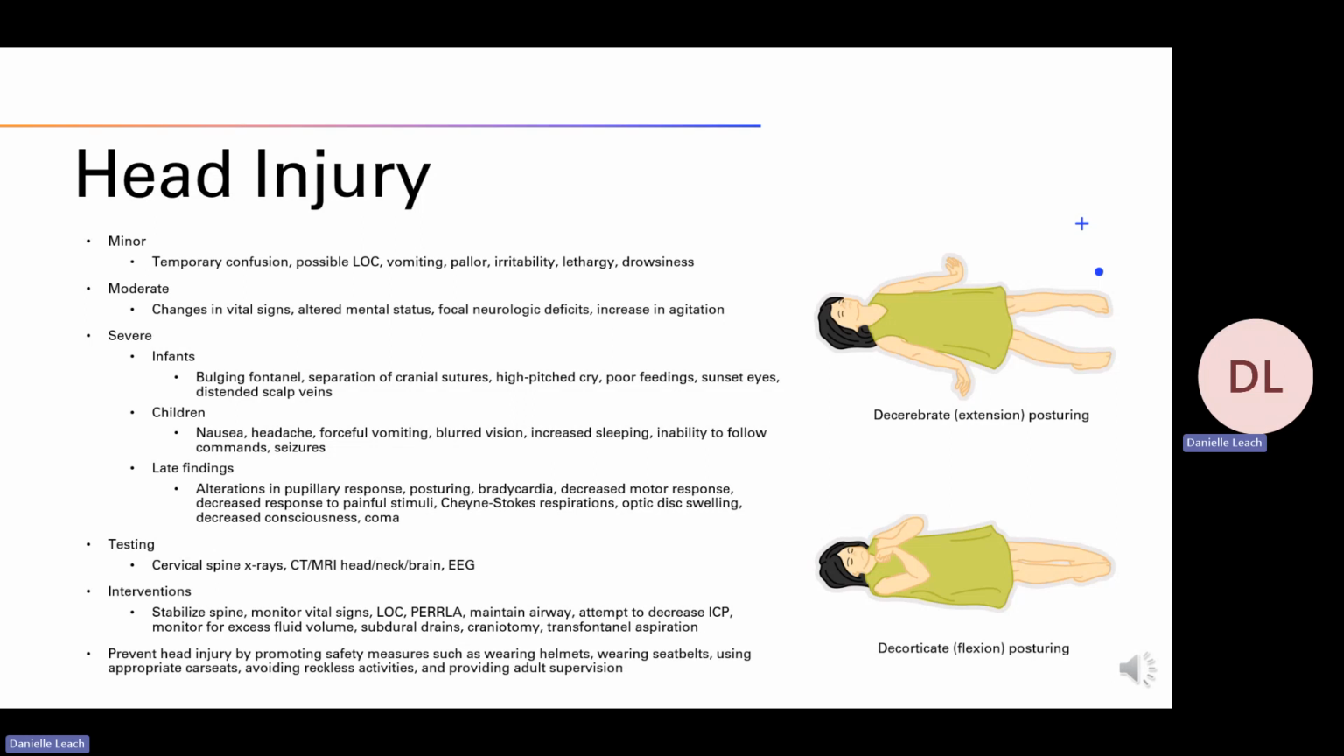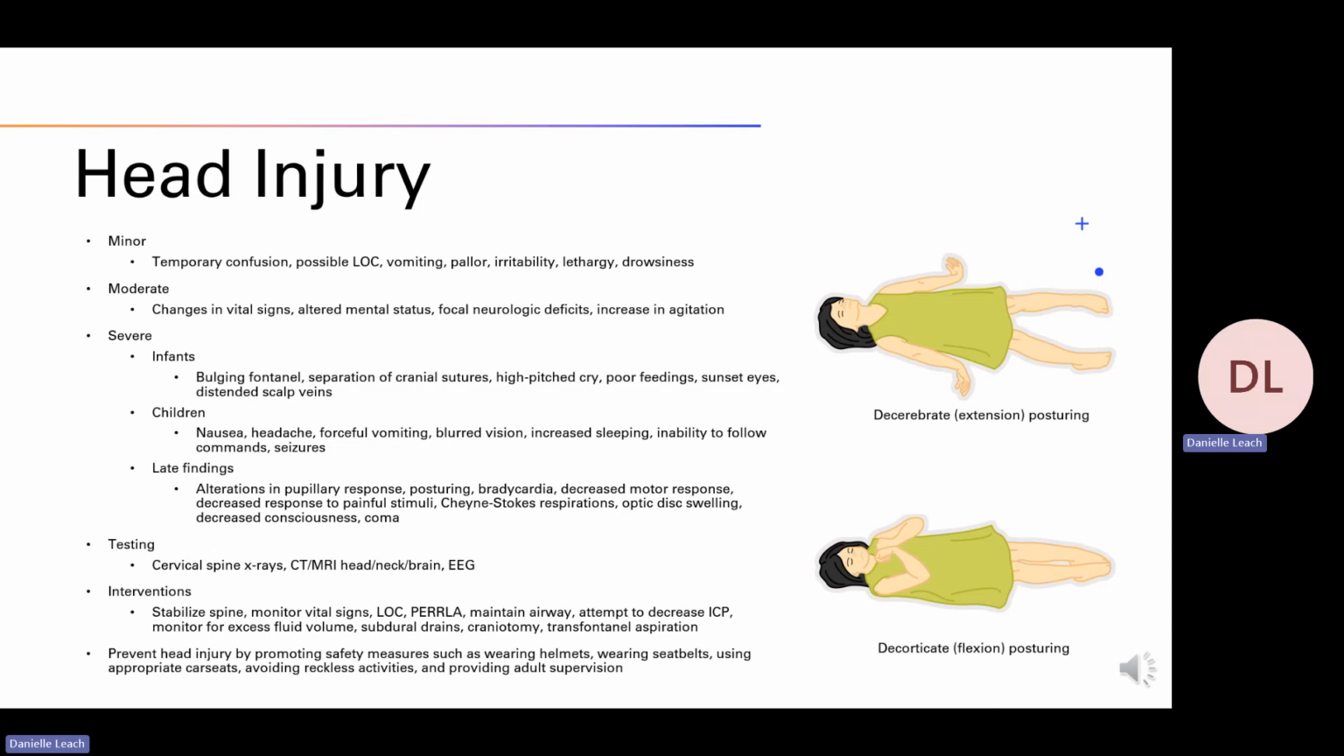Older children could have nausea, headache, vomiting, blurred vision, increased sleeping, inability to follow commands, and even seizures. Late findings basically means maybe the child had an accident and they weren't found for a while. So it's been a while since the head injury happened and they're starting to get a little worse. They could start to have alterations in their pupillary response when we check for PERLA.